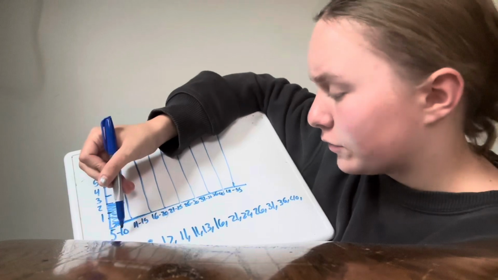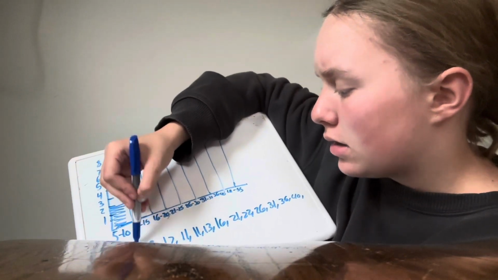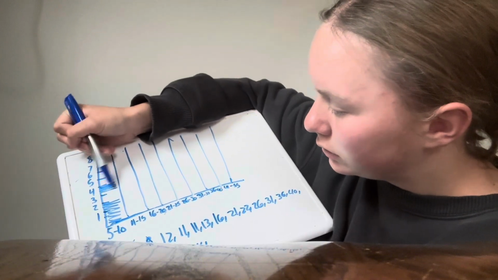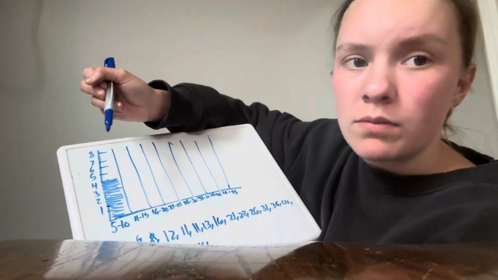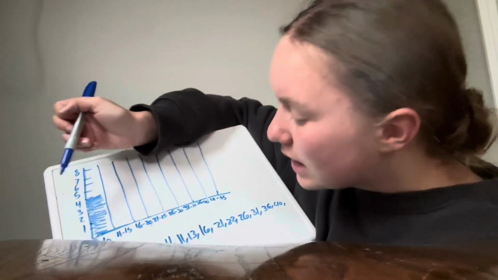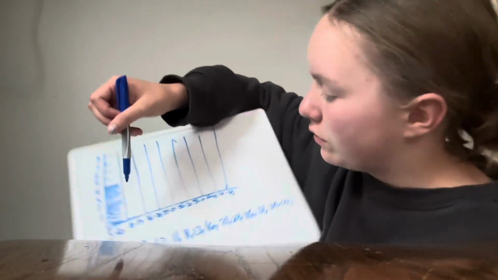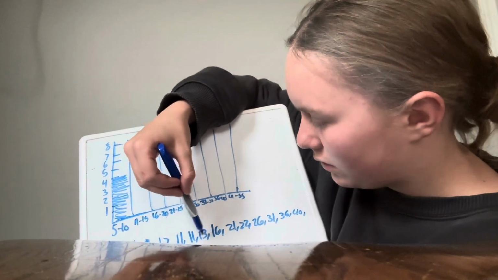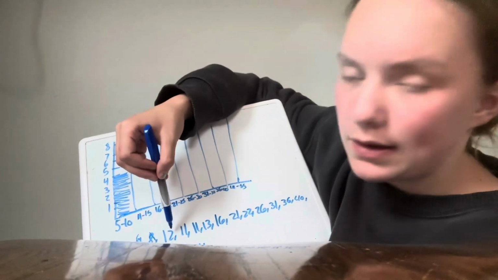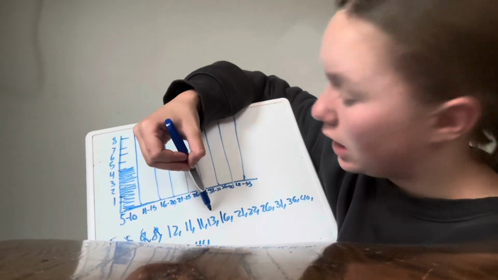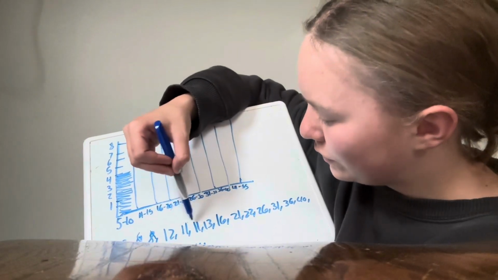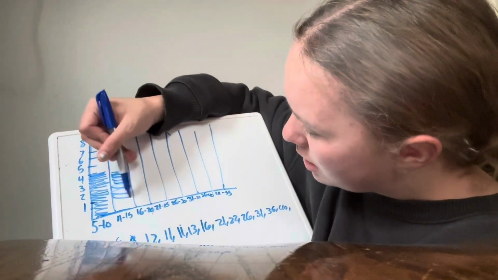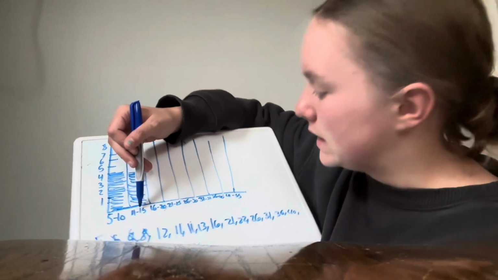So we have 2 5s in the interval 5 through 10. 9 and 8 also go in 5 through 10. So we have 4 numbers in the interval 5 through 10. Now we're going to go through 11 through 15. So we have 12, 11, 11, and 13. So that's 1, 2, 3, 4 numbers that are in the interval of 11 through 15.